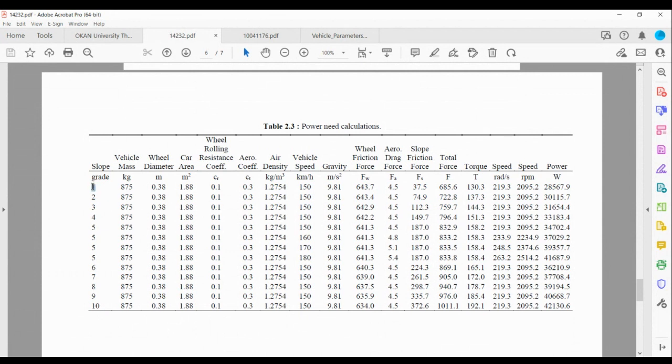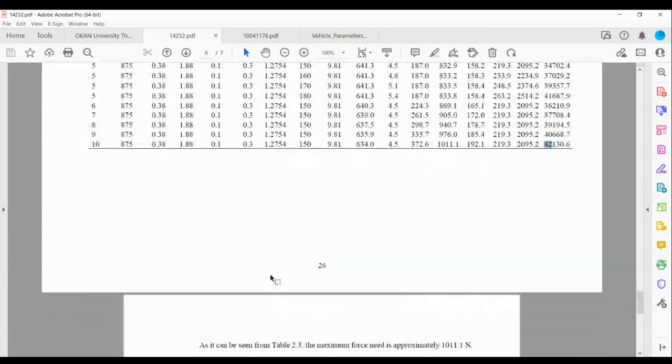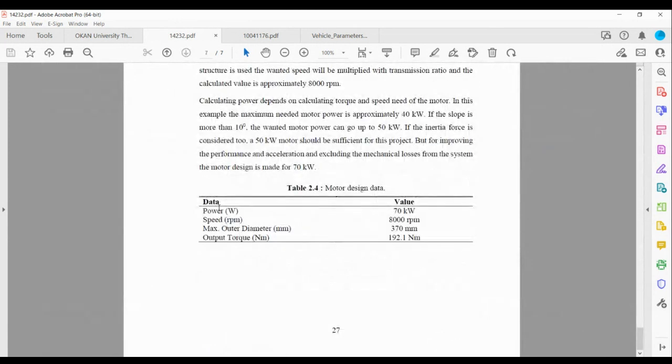For example, if you have a 1 degree slope, our power needs are 28 kilowatts. If we have a 10-degree road, we need 42 kilowatts. In our midterm project, we will calculate maximum slope. Okay, maximum slope 10 degrees. I am waiting from you a 10-degree slope condition design. So your driving cycle will be on zero slope, but your motor will be selected according to the maximum slope, 10 degrees.